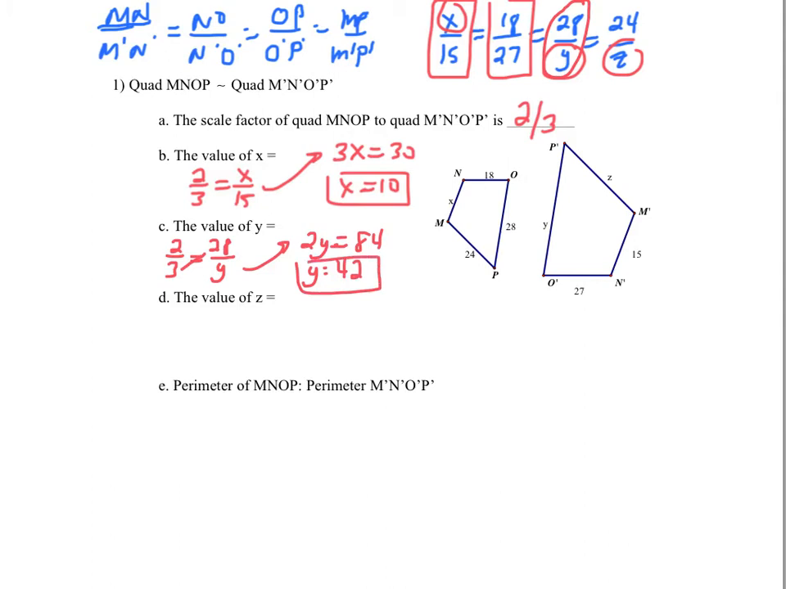Finally, to solve for z, take your scale factor of 2/3 and set it equal to your final fraction, 24 over z. Take and cross multiply, we end up with 2z.